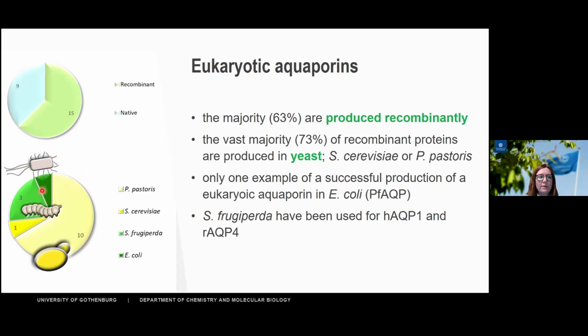We have one successful example of producing aquaporins in E. coli, that is the Plasmodium falciparum aquaporin, the malaria aquaporin. And then we have insect cells, as we just heard of, that is not so common for aquaporins, but we have 2 proteins, human aquaporin 1 and rat aquaporin 4, that are produced in that system.